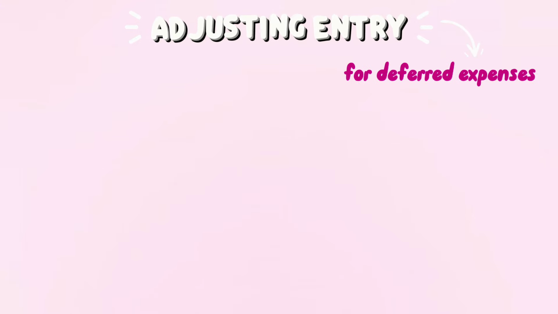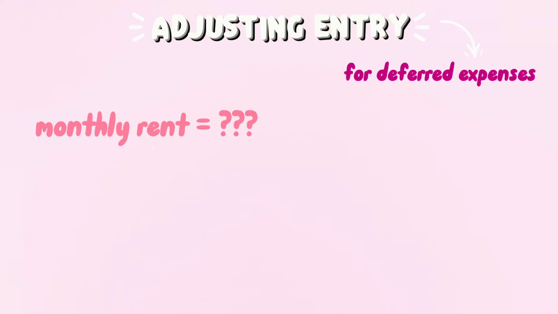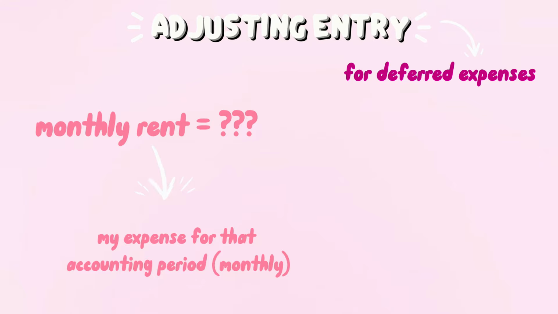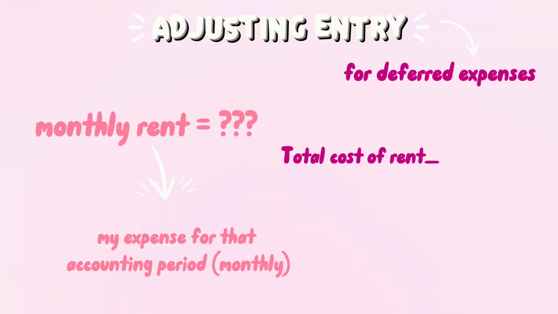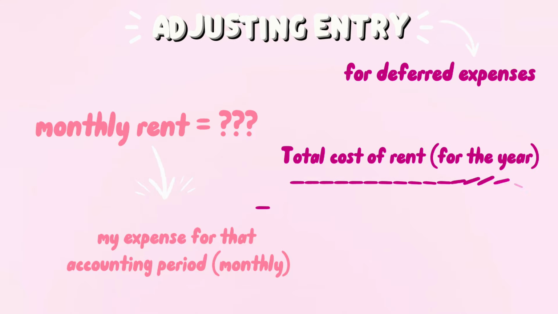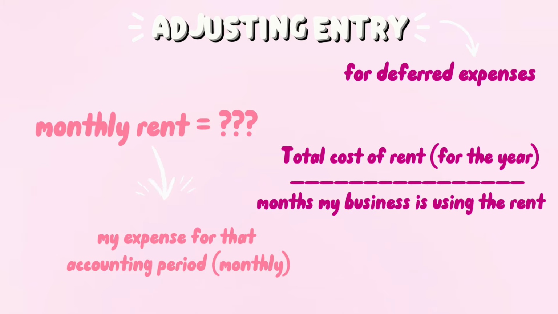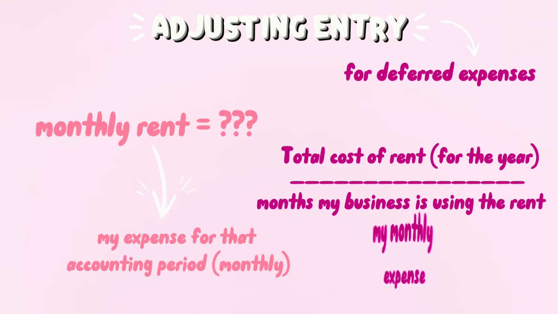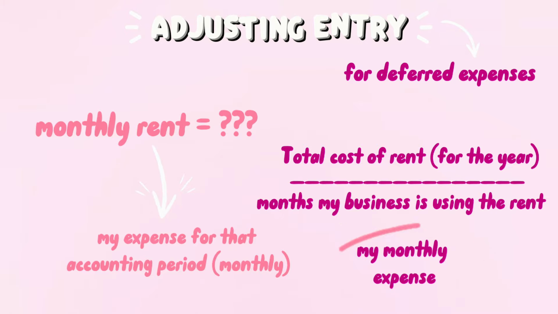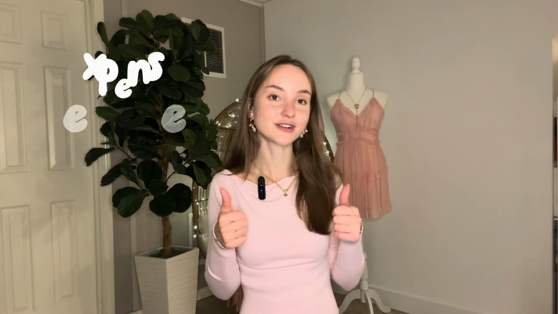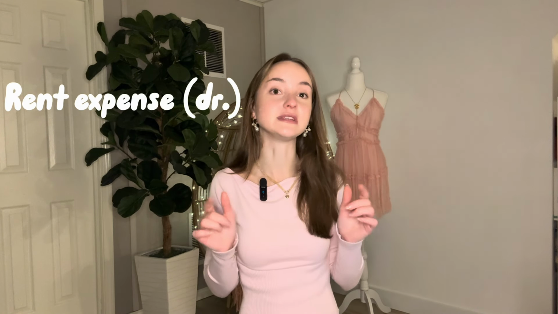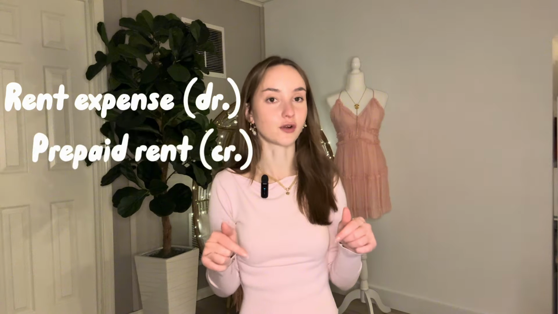I want to know how much my rent per month was so I know the value of the expense I incurred, assuming my business's accounting periods are by the month. The total that I paid for my rent divided by the number of months I'm paying for will show me the price I am paying per month. I use 1 month's worth of rent, so that is the value of my expense and how much I'm crediting my asset. So we increase our rent expense with the debit and we decrease our prepaid rent with a credit.